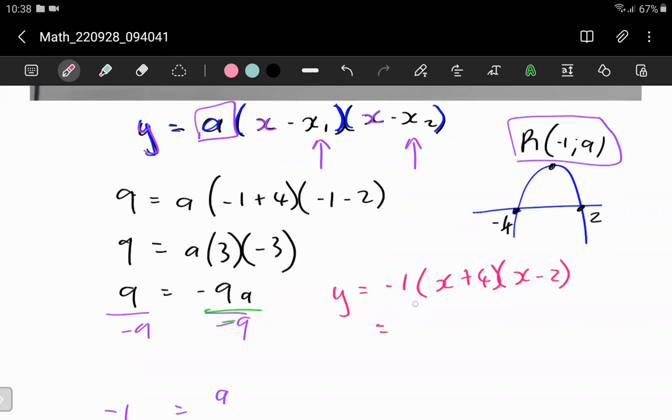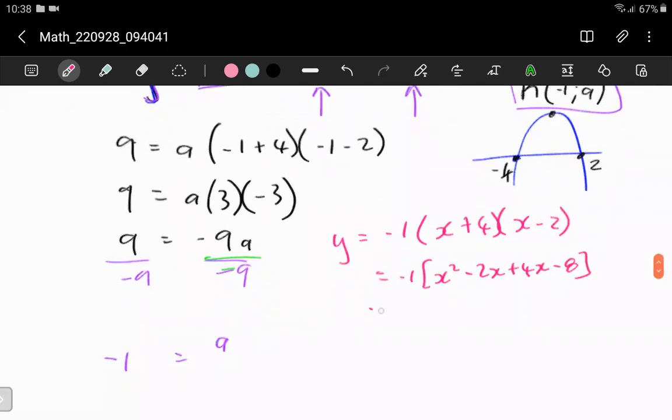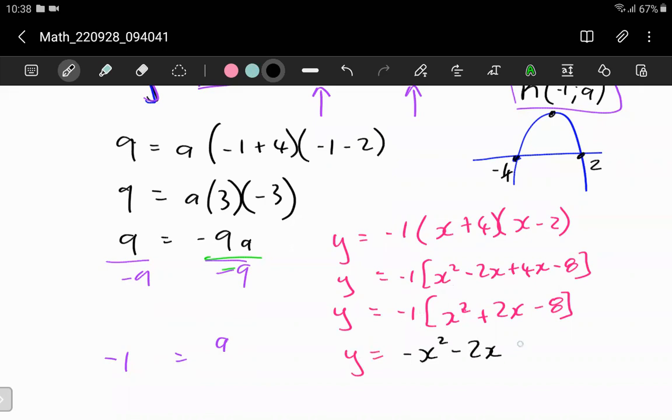You see, so you'll have negative 1 here, right? x times x is x squared. x times negative 2 is negative 2x, this and that, 4x, this and that, negative 8. And then we're going to have negative 1 times x squared plus 2x, negative 2 plus 4 is 2, right? And then you're going to multiply inside: negative x squared, negative 2x, positive 8. There you go.